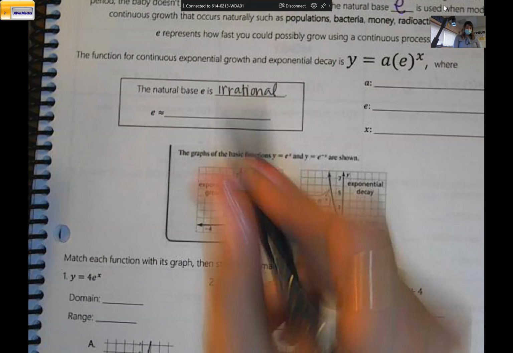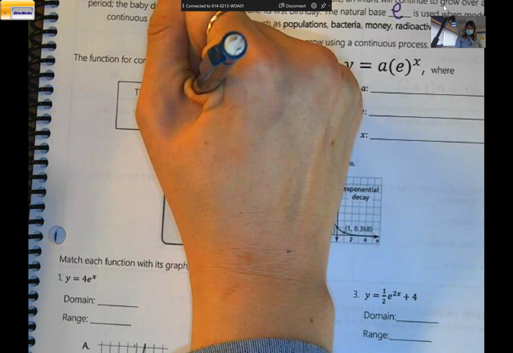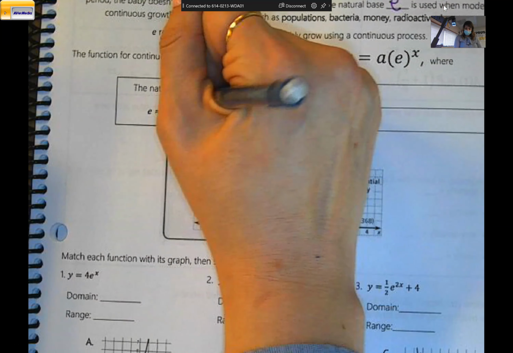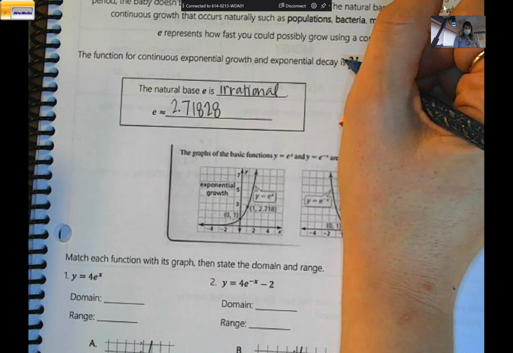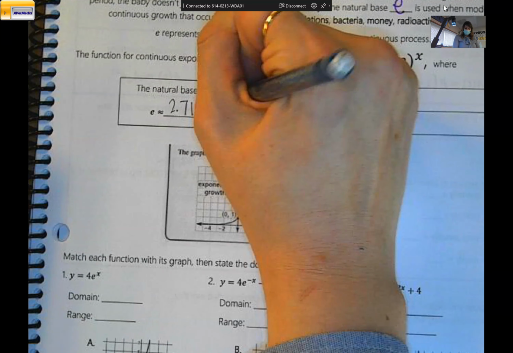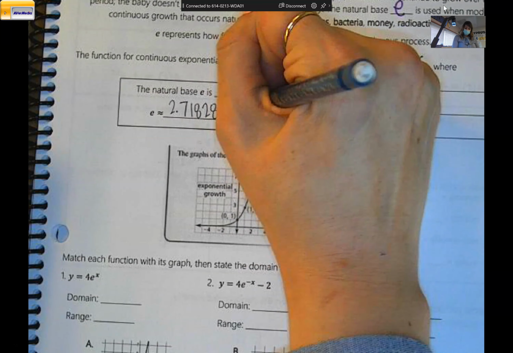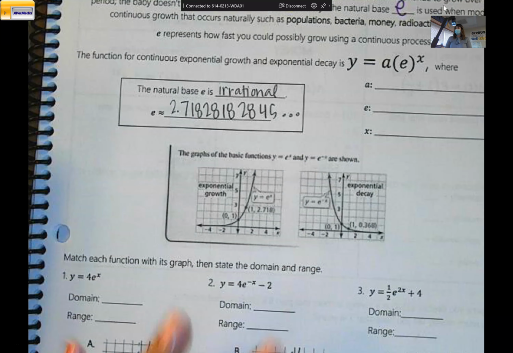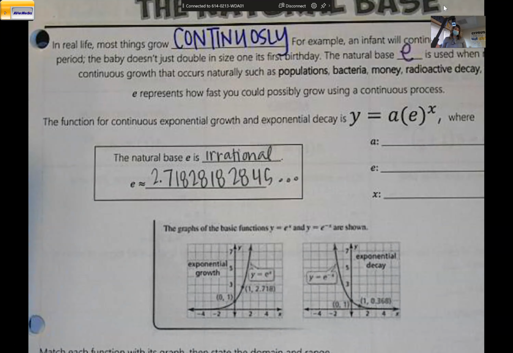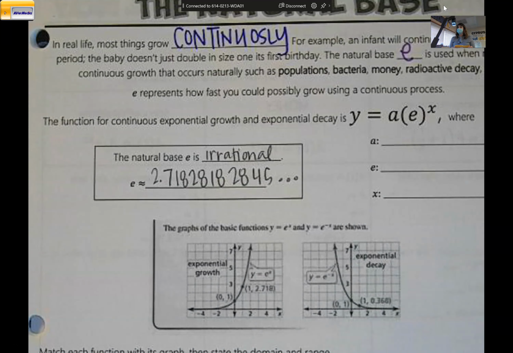E is the number 2.718 281 828 45... And those dots mean that number is going to go on forever. So it's like pi. Pi is 3.14 and goes on forever. The letter E, the natural base, is 2.7 and goes on forever.